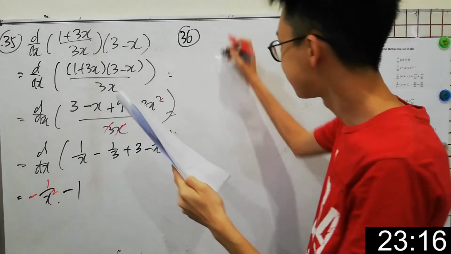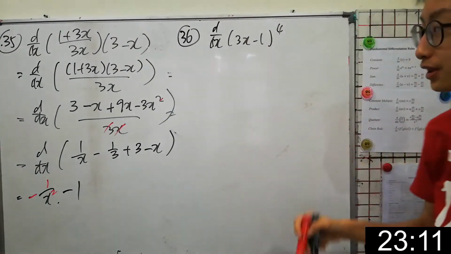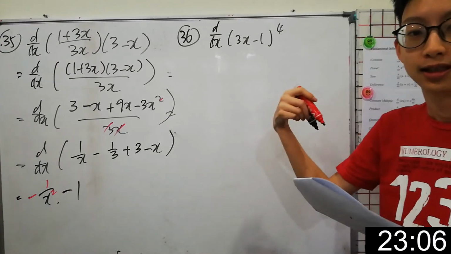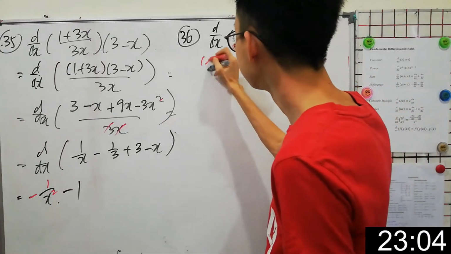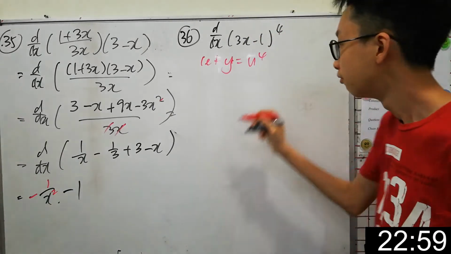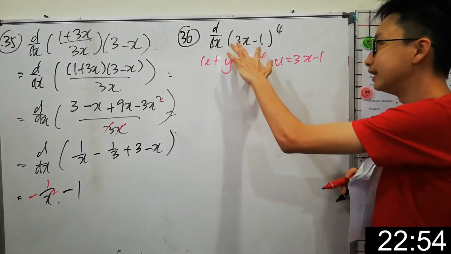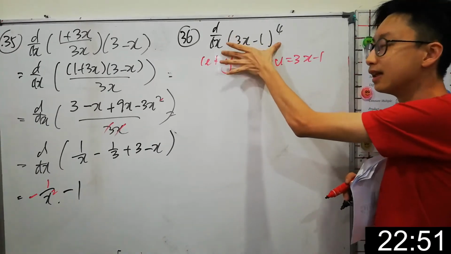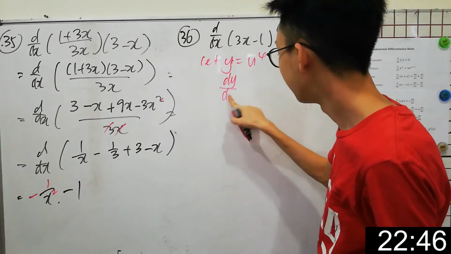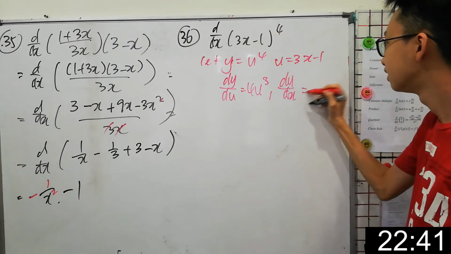Okay. Number 36, we have d/dx of (3x minus 1)^4. This is where we use the chain rule. So again, I will show you one detailed working, and for the rest, we'll just use the shortcut way. So we let y equals u to the 4th power, where u is the inside function. So this is what we call an inside function, outside function. So dy/du is 4u to the 3rd power, du/dx is 3.